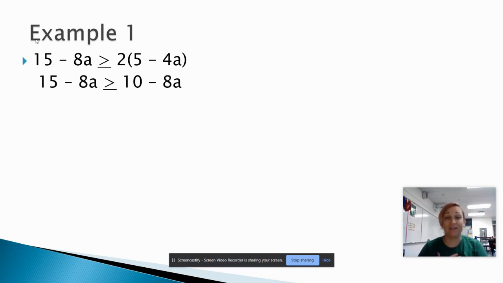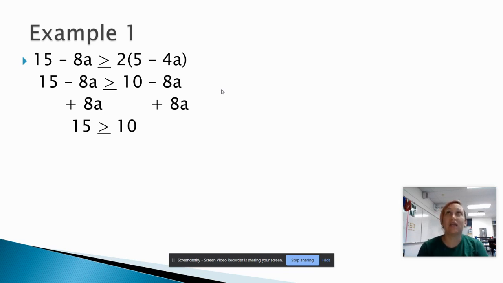Next, I like to move my variables together. So in this problem, that would mean adding 8a to both sides of the inequality. Now, in this problem, we'll have a negative 8a plus 8a on the left-hand side, and those will cancel out, leaving me with no letter a's. On the right-hand side, I have the same thing. I also have a negative 8a plus 8a, and so those are also going to cancel out, leaving me with no a's anywhere in the whole problem. And that makes this a special case.